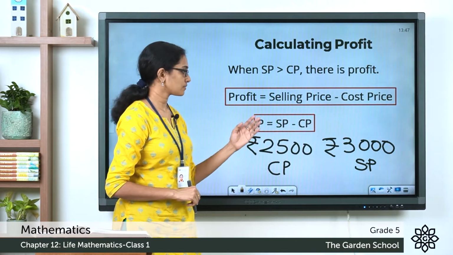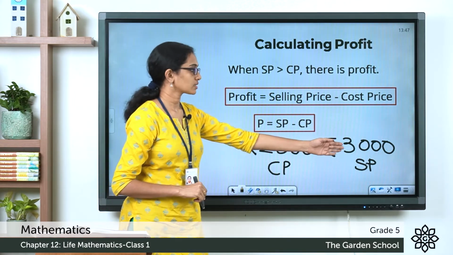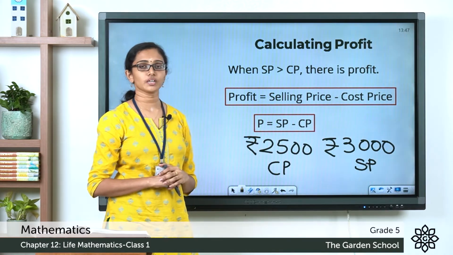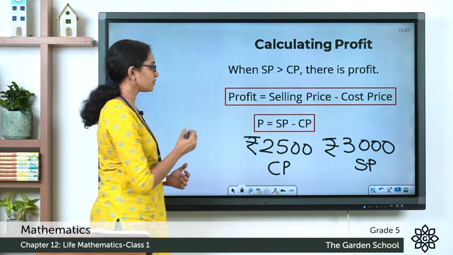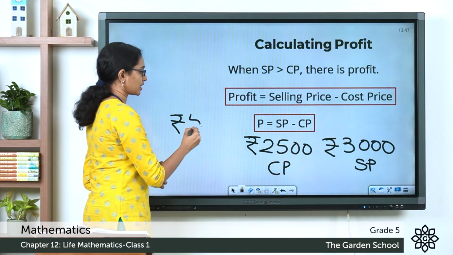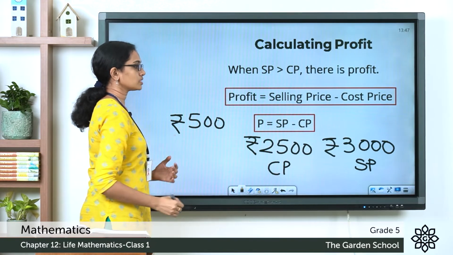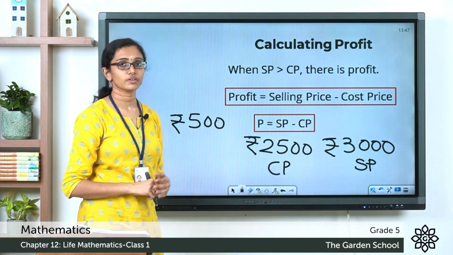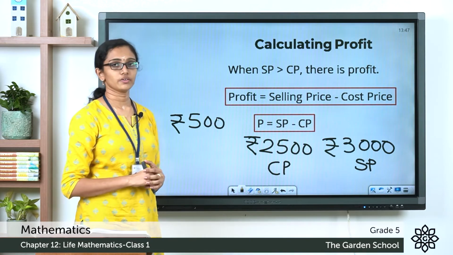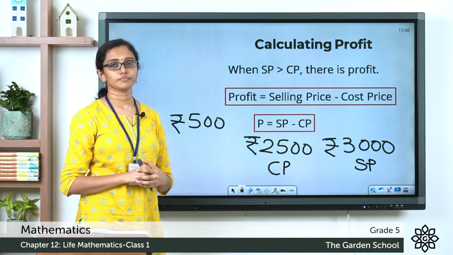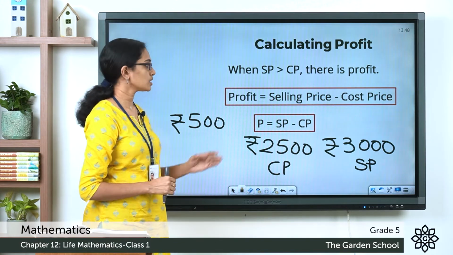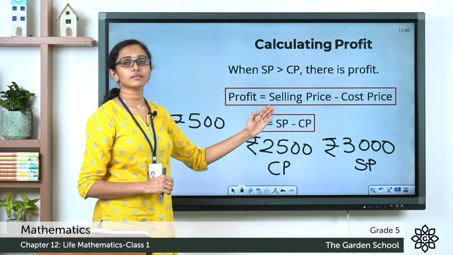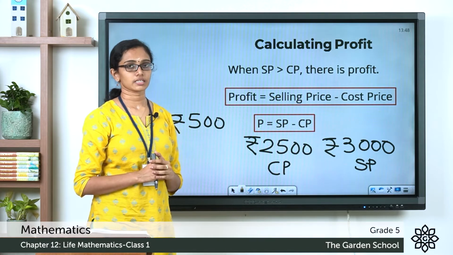So how do I calculate the profit? The selling price minus cost price, which is 3,000 minus 2,500. So what is the profit here? Here I made a profit of rupees 500. Rupees 3,000 minus rupees 2,500 is equal to rupees 500. This is my profit in this business. So keep in mind, please make a note of this formula in your notebook. The profit is equal to the selling price minus cost price.